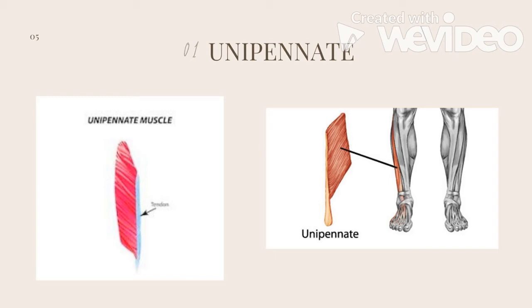As you can see in the first illustration, the blue line is the tendon and the pink one is the muscle. So it is running obliquely against the movement of the muscle, as you can see in the right illustration, and it is only on one side of the tendon.